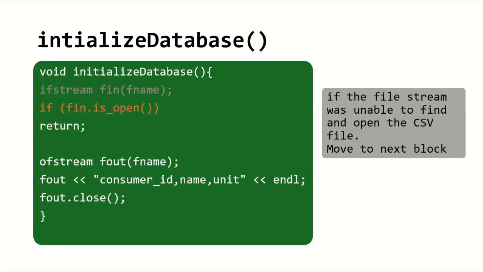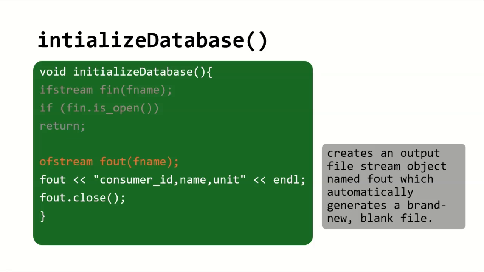But if the ifstream does not open, we skip to the next line, which is ofstream fout, name. So we create an output stream object named fout, which automatically generates a brand new blank file. So we create a brand new blank file, which is named fname, which we have already seen is electricity bill ledger.csv.